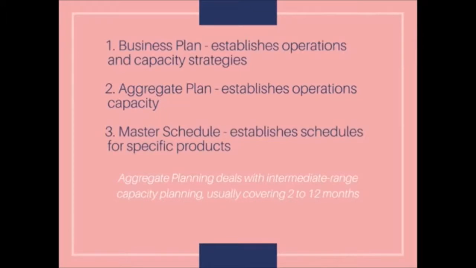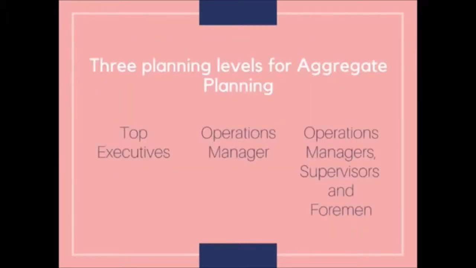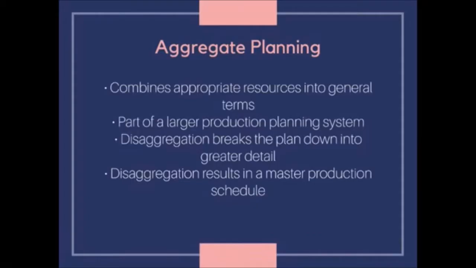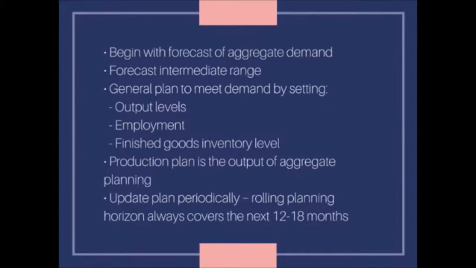Aggregate planning deals with intermediate range capacity planning, usually covering 2 to 12 months. There are three planning levels for aggregate planning: top executives, operations managers, and operations managers, supervisors, and foremen. Aggregate planning combines appropriate resources into general terms and is part of a larger production planning system. The disaggregation breaks the plan down into greater detail, and it results in a master production schedule. Five more points about aggregate planning.